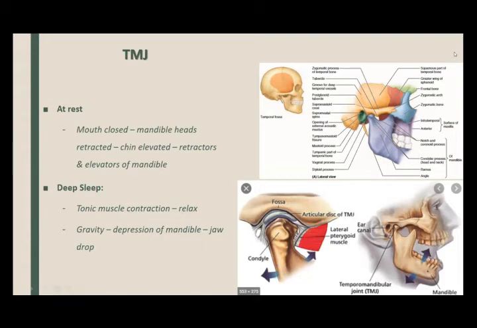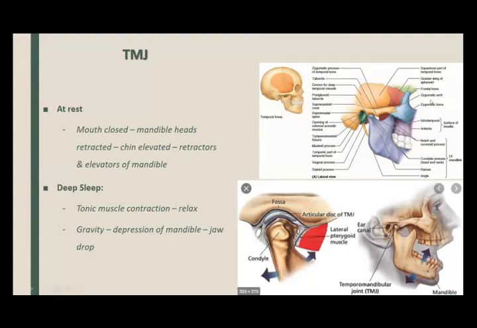Chin elevated होती है, and this position is maintained by the tone of the muscle. The tone of the retractors and elevators of the mandible, they maintain this normal position, which is the head fitted into the mandibular fossa, the mandible retracted. ये normal position है at rest. When we are just sitting, not talking to anybody, not eating, nothing. ठीक है? अच्छा. However, now what happens?